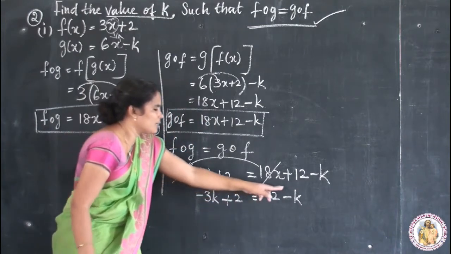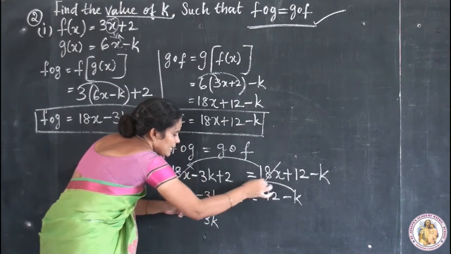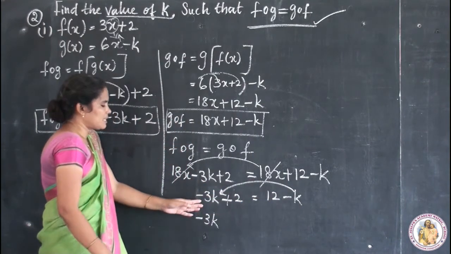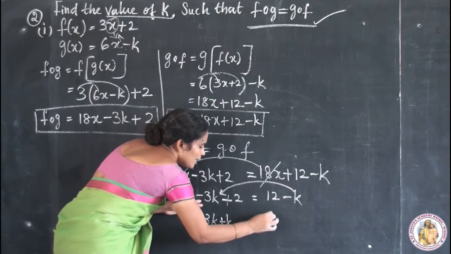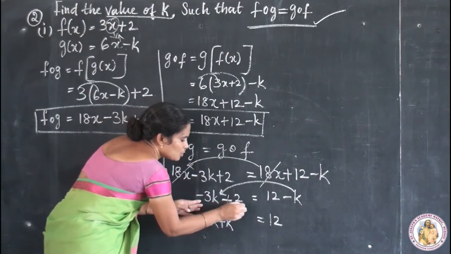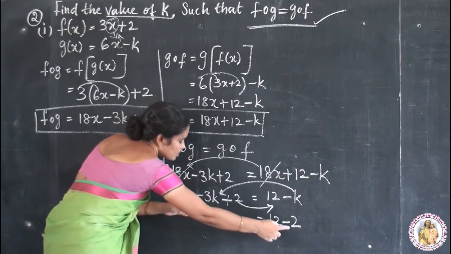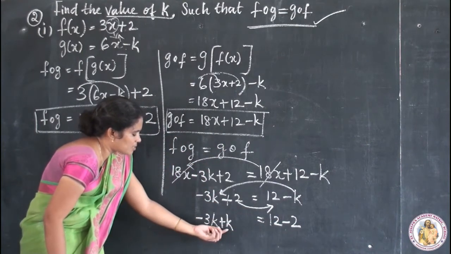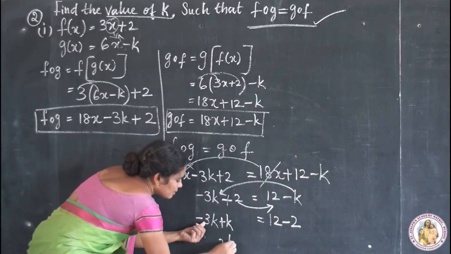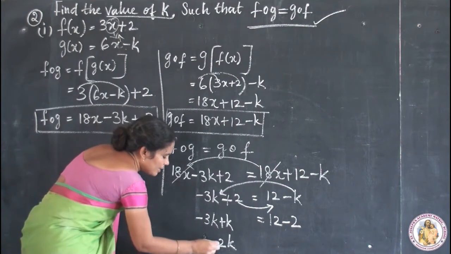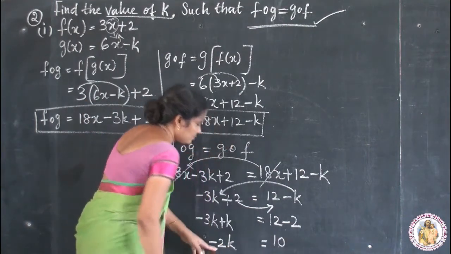Take k together. Here minus 3k. When minus k comes to the left side, it will become plus k. And 12, take this 2 to the right side. Plus 2 will become minus 2. So minus 3k plus k is 2k. 3k is greater, so write minus 2k is equal to 10.